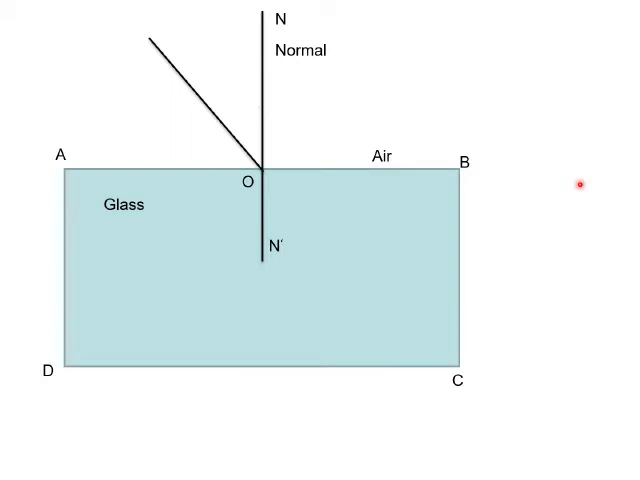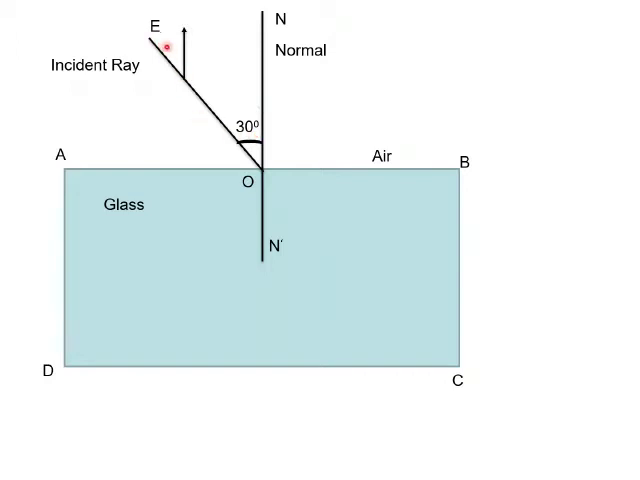Then we measure a 30-degree angle and draw a ray. We will give a name to this ray, that is EO. So this is a 30 degrees angle. Now this angle is called the angle of incidence. So this angle EON, that is 30 degrees, is the angle of incidence.